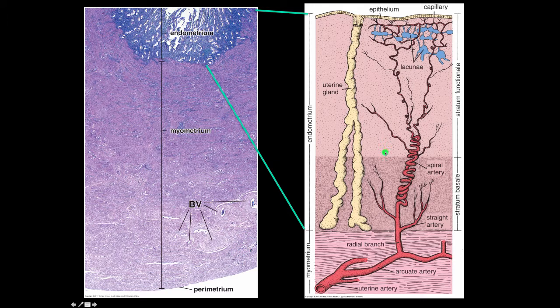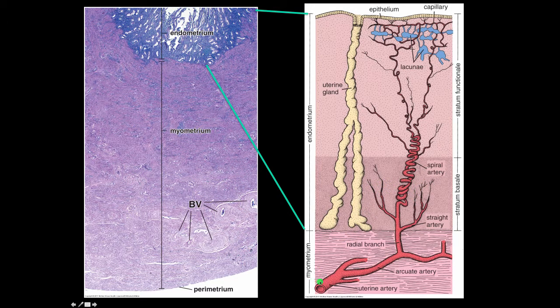The functionale is a layer that gets built up during the early part of the menstrual cycle. It's being prepared to receive a fertilized egg for pregnancy. It's also the area that's sloughed off during the menstrual cycle. The basal layer does not change dramatically during the menstrual cycle.